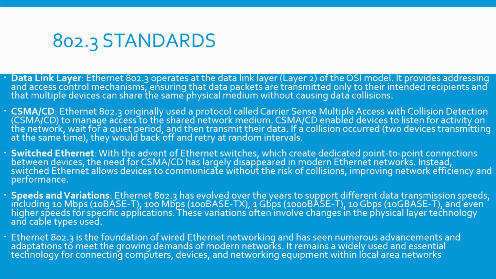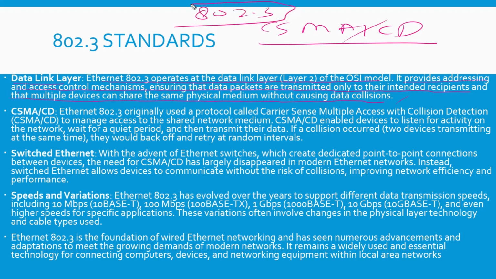Then we have the 802.3 standard at the data link layer, which again involves the MAC address, source and destination, and operates at the data link layer of the OSI model. It provides addressing and access control mechanisms, ensuring that data packets are transmitted only to their intended recipients, and that multiple devices can share the same physical medium without causing data collision. So even CSMA/CD, which is just a basic overview, falls under what? 802.3. Even the termination from cabling, sending frames and receiving frames, everything falls under it.